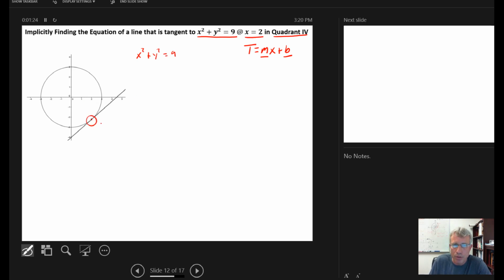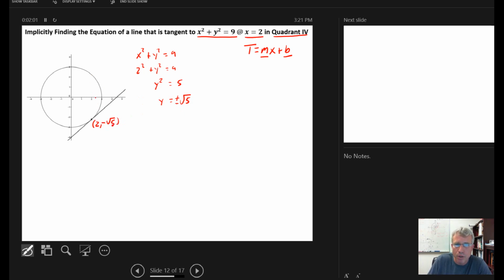So if I start off with my x squared plus y squared equals 9, I do want to know the point on the graph that corresponds in quadrant 4 to x equaling 2. So to do that, I'm going to plug 2 in for x. So I get 2 squared plus y squared equals 9. 2 squared is going to be 4. And subtracting that 4 from both sides, I get y squared equals 9 minus 4, which is 5. And then I'm going to take the square root of both sides. And you get y equals plus or minus the square root of 5. But because we're in quadrant 4, we need negative square root of 5.